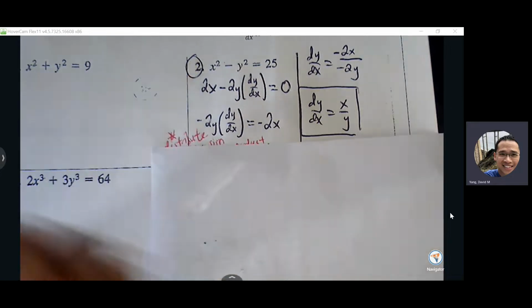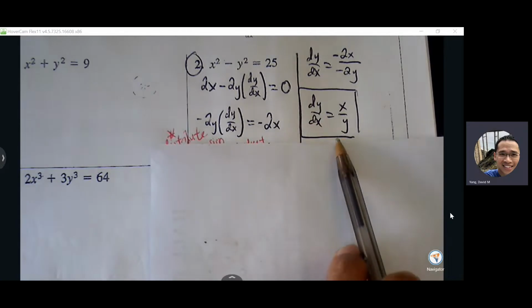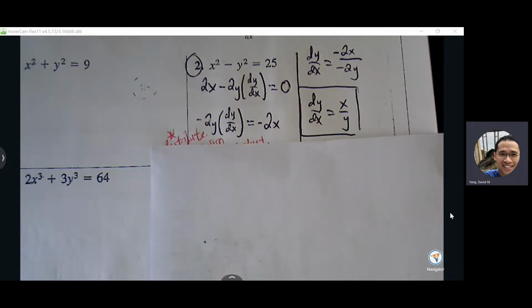The rest, you're just trying to add, subtract, multiply, divide, whatever it takes to get that dy/dx by itself. Subtract the 2x over first, divide both sides by negative 2y, reduce, and then you're down to your derivative equation, your slope formula. Okay, any questions with 2?